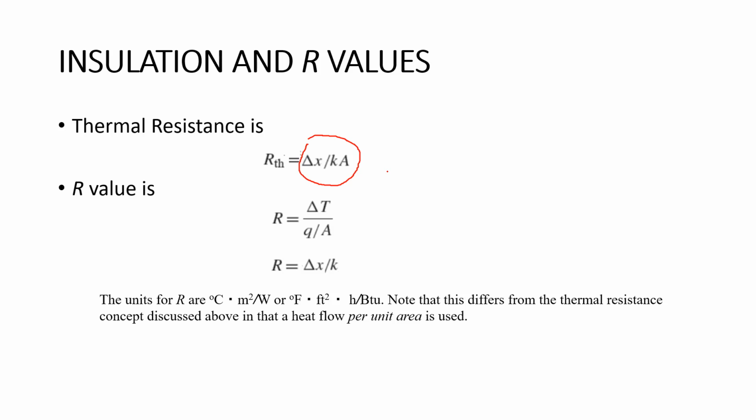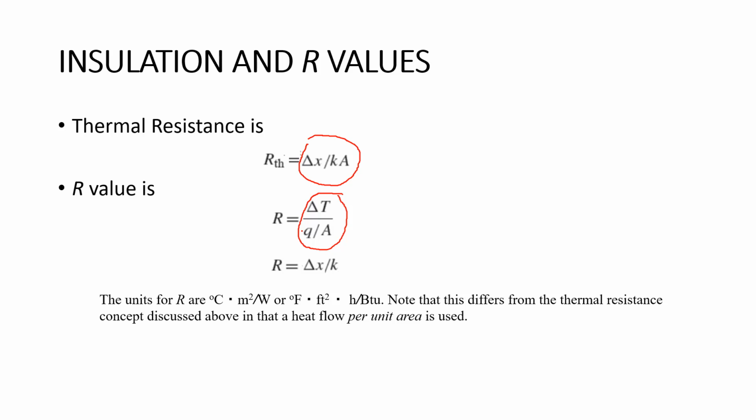Now, if we take resistance for a unit area, then our equation becomes like this. This is temperature difference across the layer divided by rate of heat flow per unit area. So for a unit area, the resistance changes into R value. In other words, for a unit area, the resistance is R value.